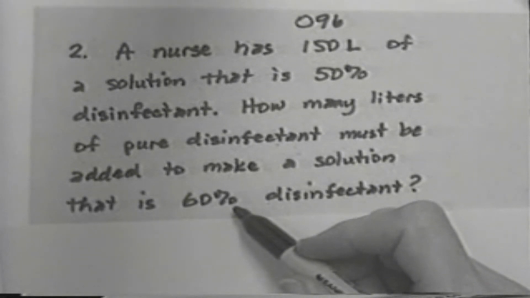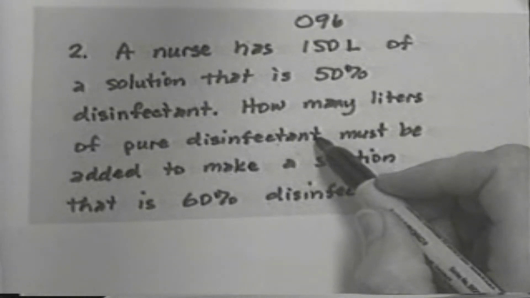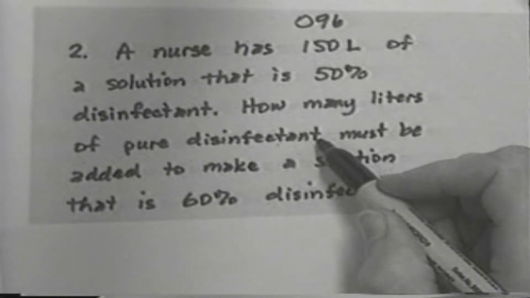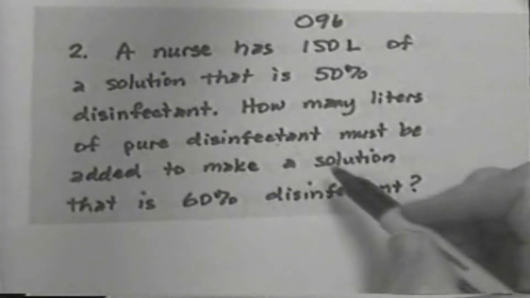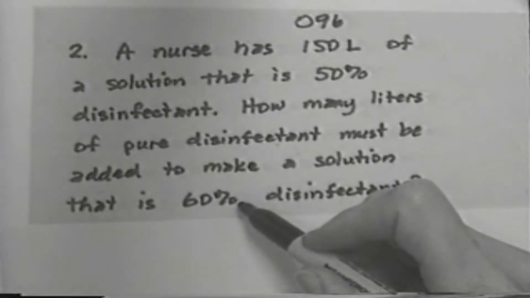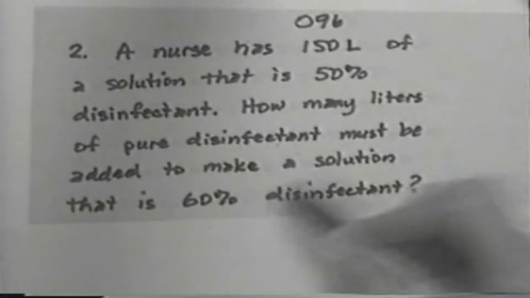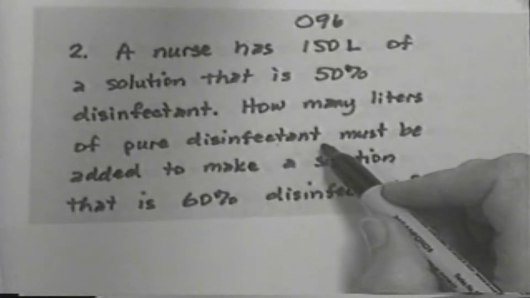Does it make sense to you that the nurse would add pure disinfectant to that? Surely the container of disinfectant should be opened and poured into the container of the solution, but not just dumped in. To get 60% disinfectant, the nurse must know how much of the pure disinfectant to add and measure it out.